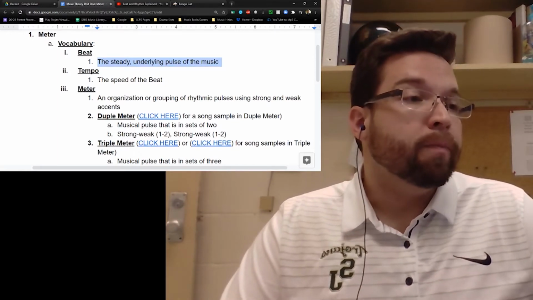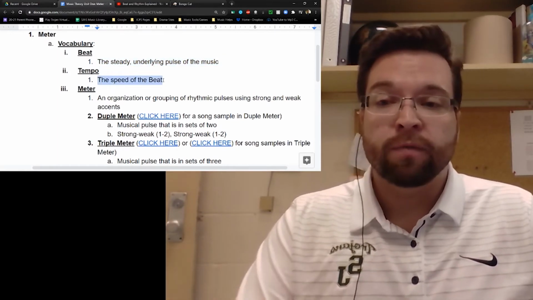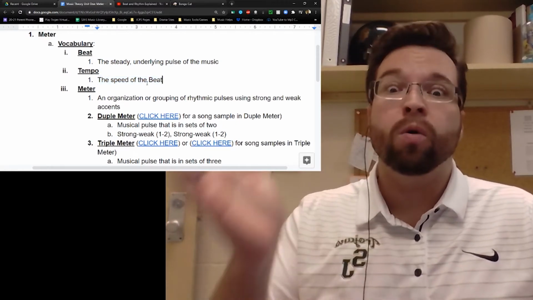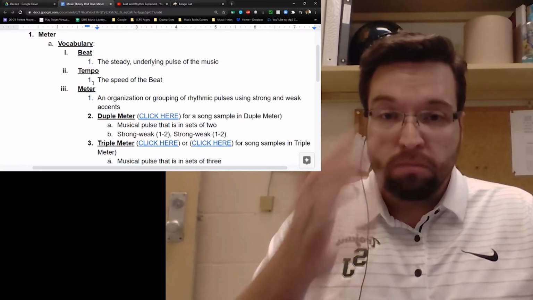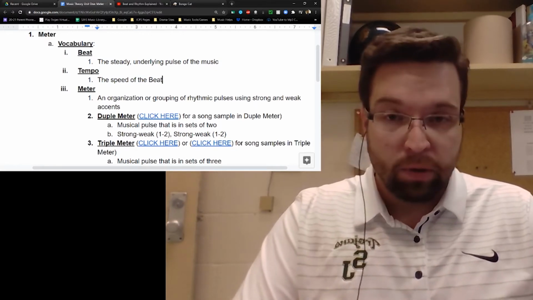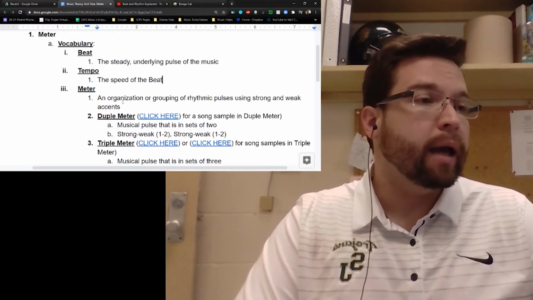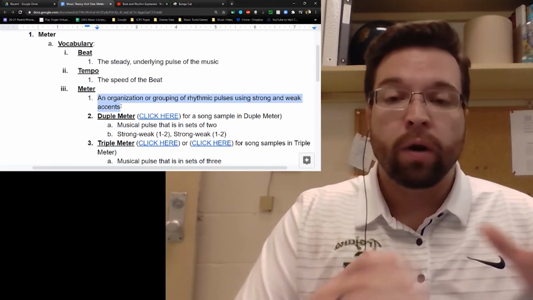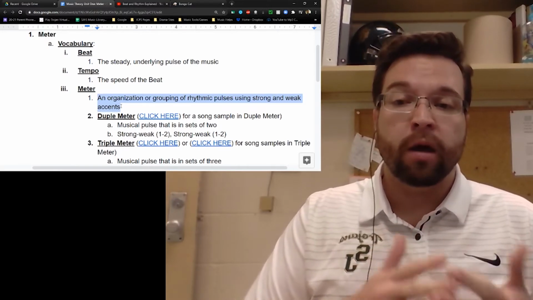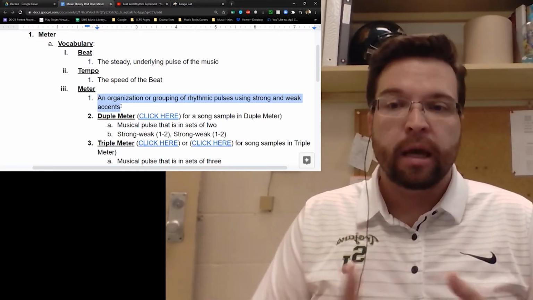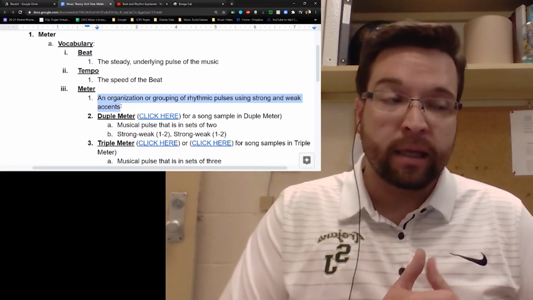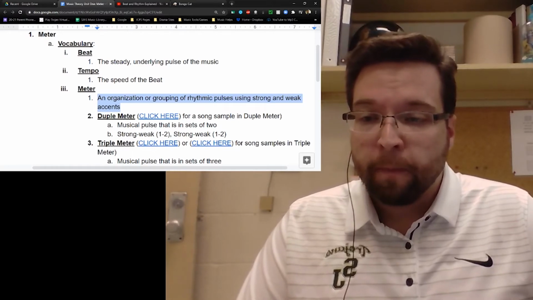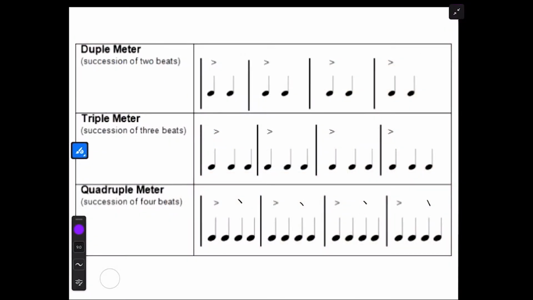Okay? Tempo is an Italian term that stands for the speed of the beat, which is how fast or how slow the music is. That's what the tempo stands for. Okay? How fast or how slow. Meter is the organization or grouping of the rhythmic pulses or the beats using strong and weak accents. Okay, and I have an image here that I'm going to show you that shows you those groupings.